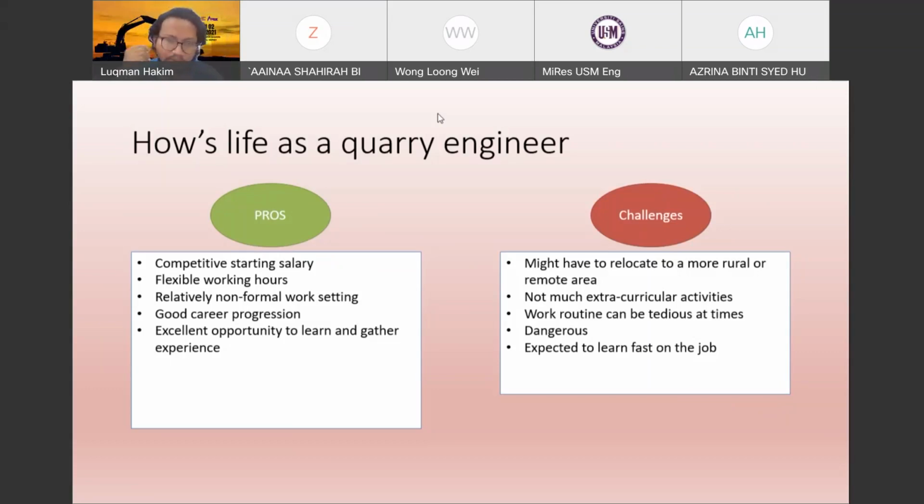And then bila you dah relocate, tak banyak lah extra curricular activities yang you boleh buat. So you kena cari lah activity. So life balance tu you sendiri kena ada usaha untuk cari aktiviti yang buat untuk luar daripada kerja lah. Dan rutin kerja tu kadang-kadang boleh jadi tedious lah. Maknanya dia berulang-ulang. Kadang-kadang you pun boring. Tapi bila ada problem lah, you barulah masa tu you tak boring.